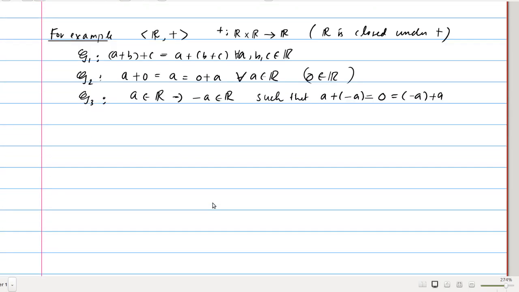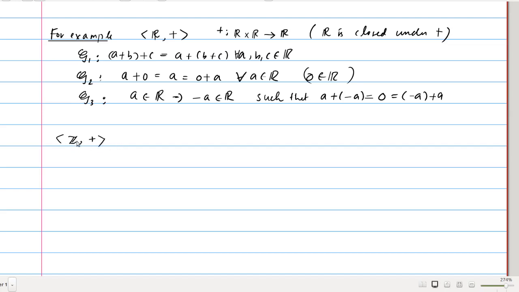Now there are several examples discussed in the textbook. Some of the examples can be discussed here. After that, you can go through the other examples in the textbook. The second example is the set of all integers, denoted by Z, under addition.